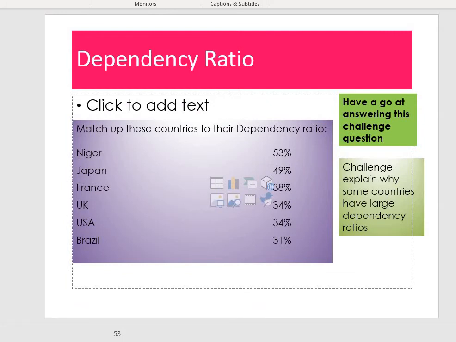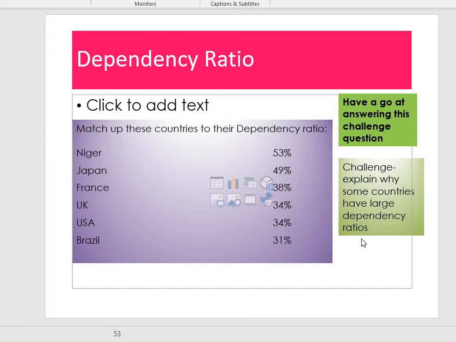Here are the answers for you, and we can see the country with the biggest dependency ratio is Niger. The UK is at 34%, so way less than Niger with 53%. Then we've got Brazil down with 31%. The challenge question I'd like you to have a go at here is to explain why Niger and Japan have got these high dependency ratios, because they're for completely different reasons.